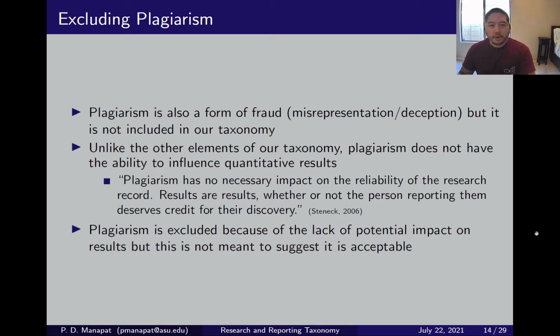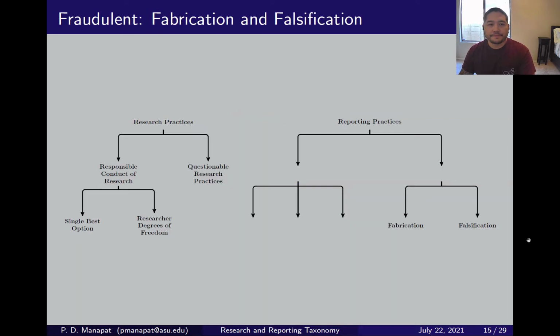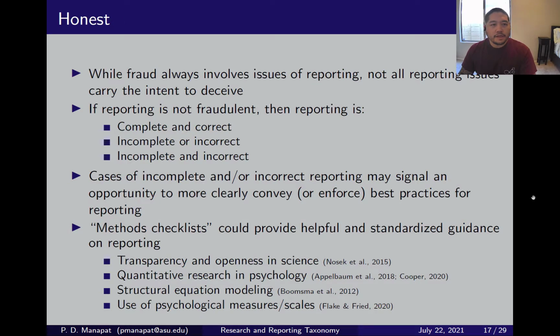So here's the part on why we excluded plagiarism. And so plagiarism is also a form of fraud, but it is not included in our taxonomy because unlike the other elements of our taxonomy, plagiarism does not have the ability to influence quantitative results. So plagiarism is excluded because of the lack of potential impact on results, but this is not meant to suggest that it's acceptable. All right, so here we have our taxonomy again. And so we'll be filling in here, fabrication and falsification fall under fraudulent. Okay, and then here we have honest.